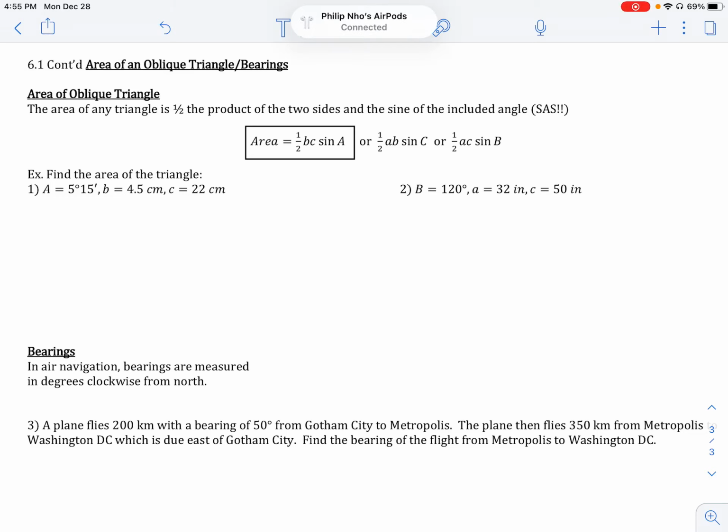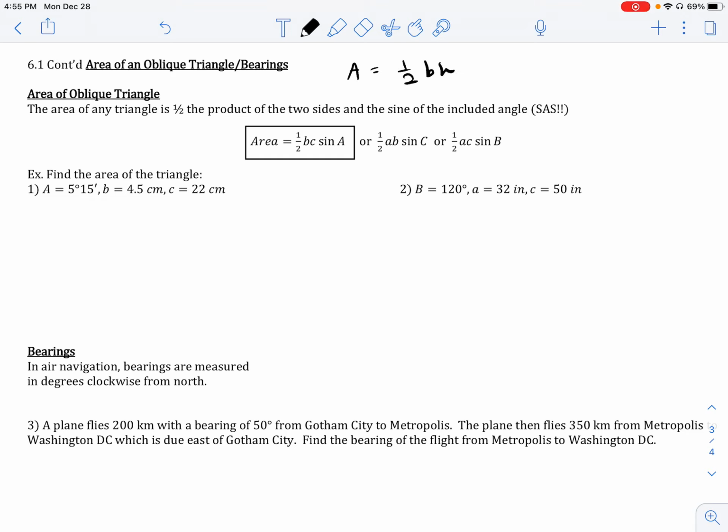The final part of our lesson in 6.1 covers finding the area of triangles and some other application problems involving bearings. In this chapter, we're actually going to look at a number of different ways to find the area of a triangle. I think almost everyone is familiar with the classic area is equal to 1/2 base times height. We remember that from our middle school days.